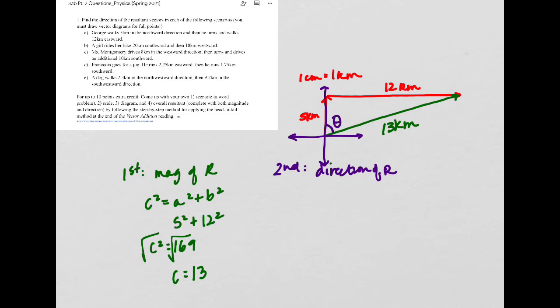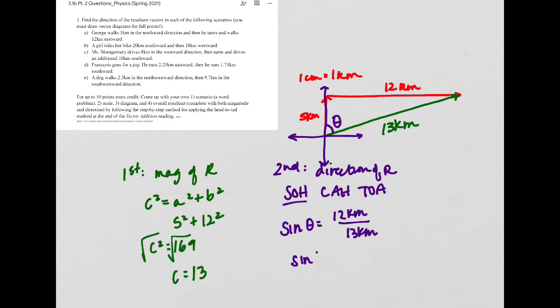Once I know that angle, I can find the outer angle right here, because I have to put this in the counterclockwise of east convention. I told you that you need to do that. So, here we have theta. Let's use just the SOHCAHTOA method. I'm just going to do sine because that's the first one. Sine of theta equals the opposite, which is 12 kilometers, over the hypotenuse, which is 13 kilometers.